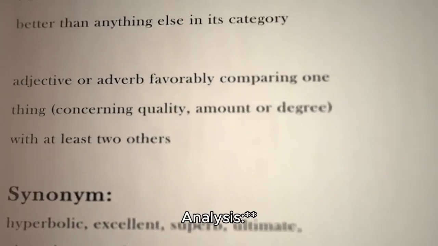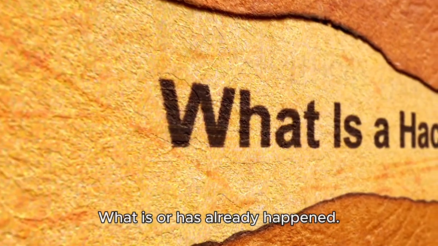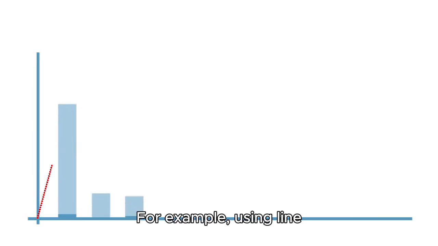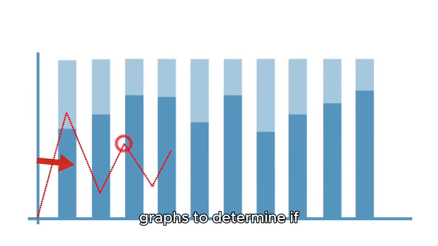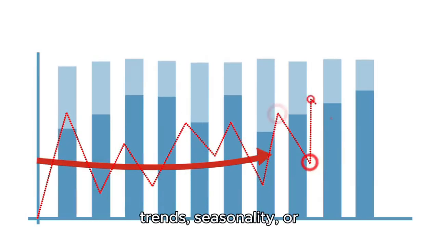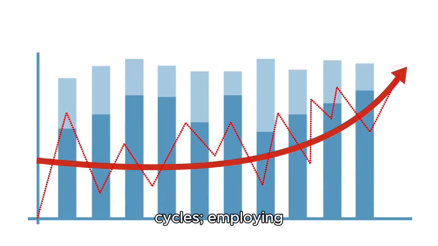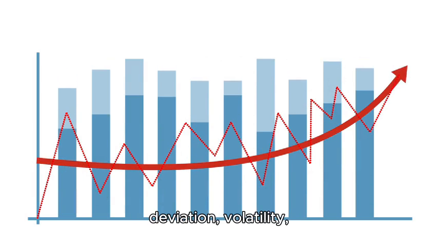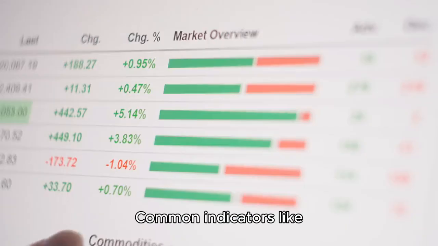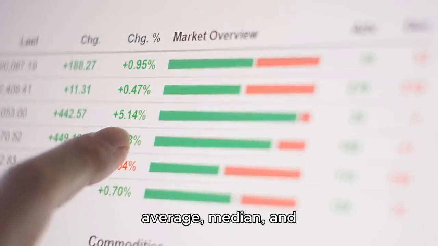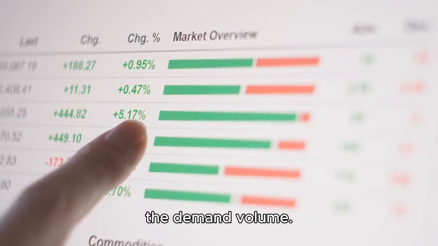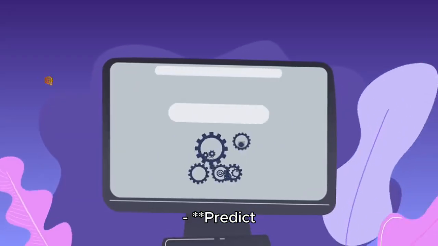Descriptive analysis. What is or has already happened. For example, using line graphs to determine if historical demand has trends, seasonality, or cycles. Employing metrics such as standard deviation, volatility, and extreme values to assess historical demand fluctuations. Common indicators like average, median, and mode help us understand the demand volume.